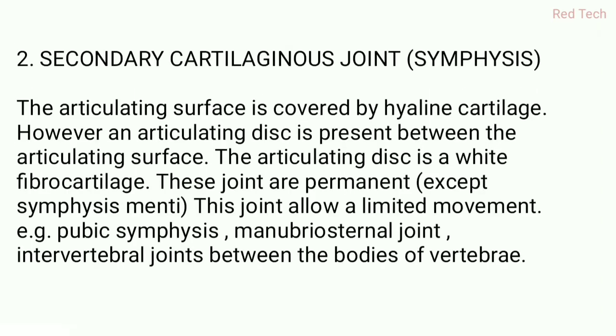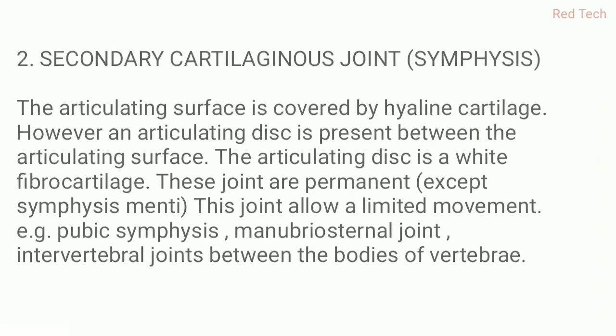The second one is the secondary cartilaginous joint. This is also known as symphysis, and the articulating surface is covered by hyaline cartilage, same as earlier. However, an articulating disc is present between the articulating surfaces. The articulating disc is a white fibrocartilage. These joints are permanent except symphysis menti, and these joints allow limited movement. For example, the pubic symphysis, manubrium sternum joint, and intervertebral joints between the bodies of vertebrae.